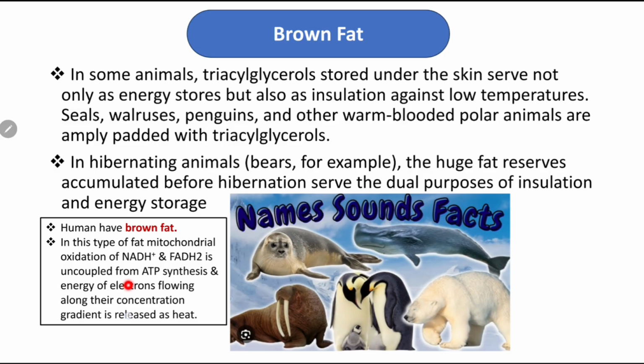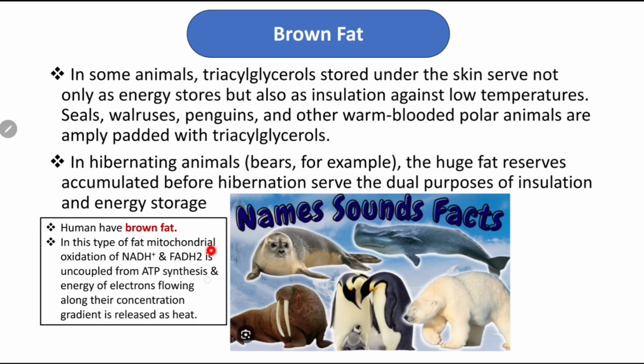Water, when it falls from a great height, there will still be energy which will be released. So this energy which is released when protons flow along their concentration gradient gets dissipated as heat rather than forming ATP. And generation of heat is the main purpose of brown fat to prevent hypothermia from happening. Especially these animals, right, who are in cold climates, they have a lot of brown adipose tissue.